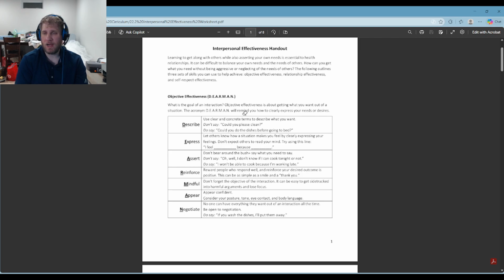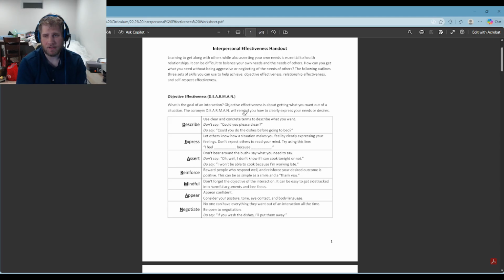Be able to describe what it is that we want, rather than making a vague request. The example they give here is, could you please clean? Obviously, we don't know what that means. We're cleaning what? Someone may not know what you mean by that. So the goal is to be descriptive of what we're trying to ask. Hey, can you please clean the dishes before going to bed? You know what that looks like, you know what needs to get done, and it feels more visual, more apparent for what needs to happen.